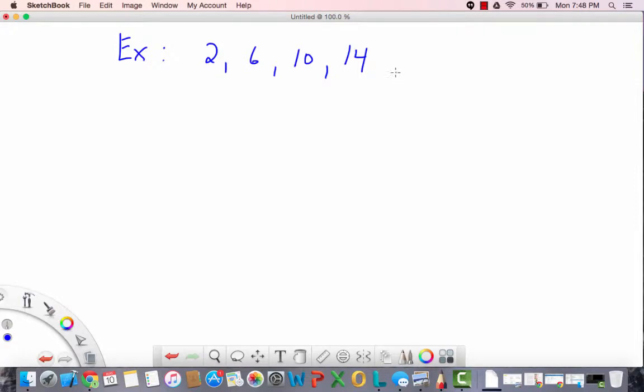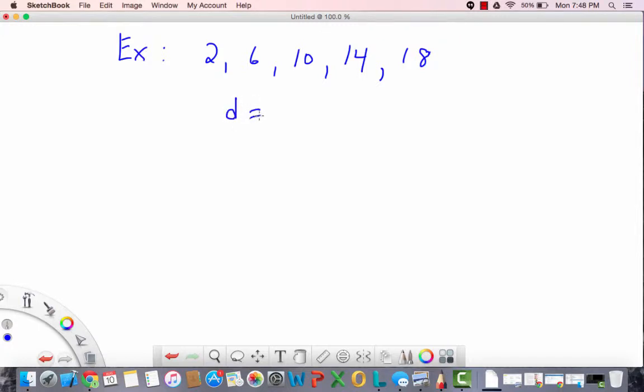Now, I bet that you can figure out what the next number in this sequence is. You see that the pattern is to add 4 to every number to get to the next number. So 2 plus 4 is 6, 6 plus 4 is 10, etc. 14 plus 4 is 18. Now, the difference between the numbers is called the common difference, and it's represented with the letter D.